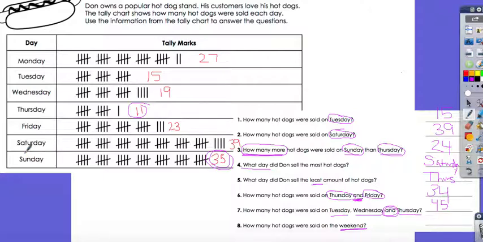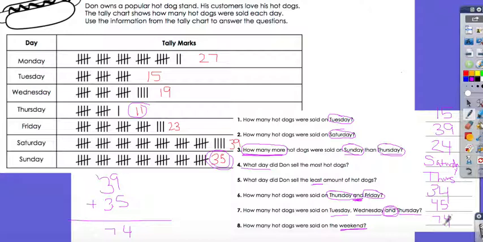So, I'm going to have to combine both of the weekend days, which is 39 plus 35. Remember, we do nothing in our head. We always do it on the paper. 9 plus 5 is 14. 3 plus 3 is 6, plus 1 more is 74.